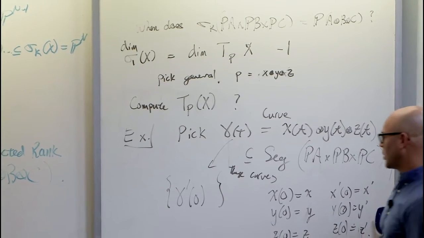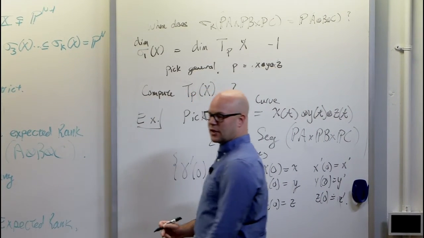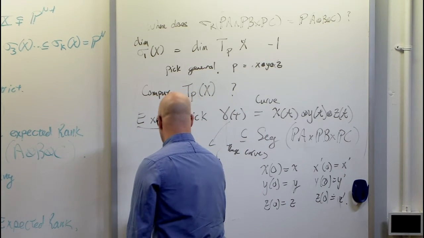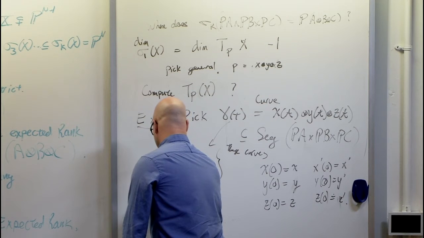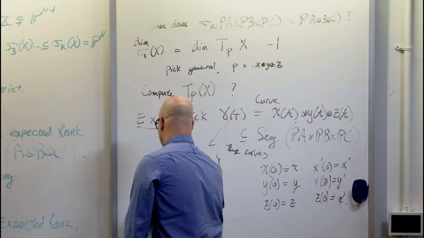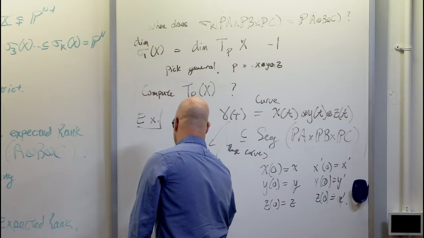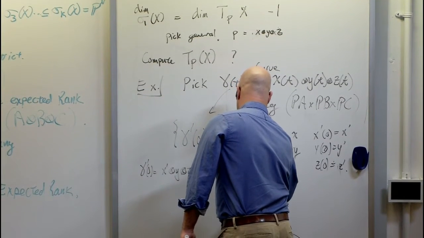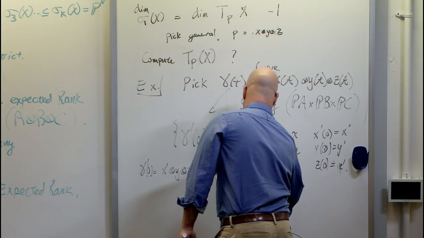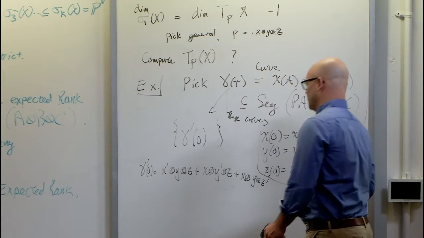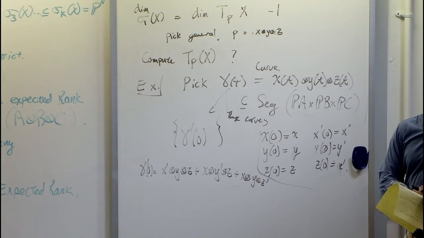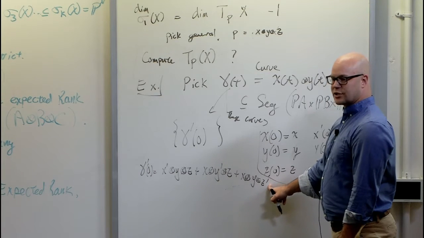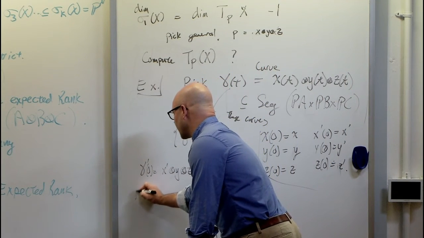Okay, so pick a curve like this. So then the span of all of the tangent directions of a curve through my point on my Segre product is just going to be, well, gamma prime at 0 is equal to x prime tensor y tensor z plus x tensor y prime tensor z plus x tensor y tensor z prime. Okay, so if you work through the product rule for derivative, it still works over tensor products. So this is what a general tangent vector looks like, and we take all of them.